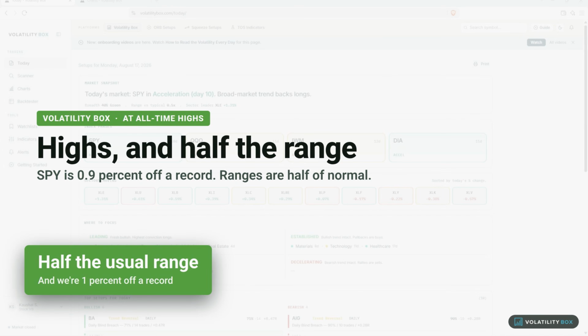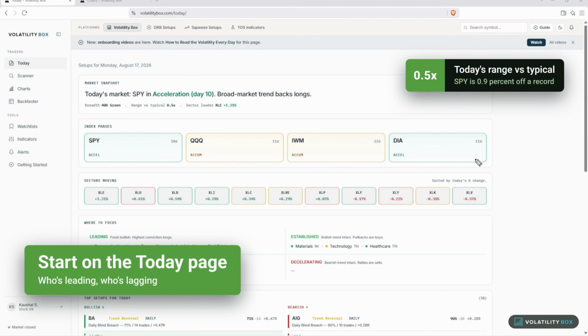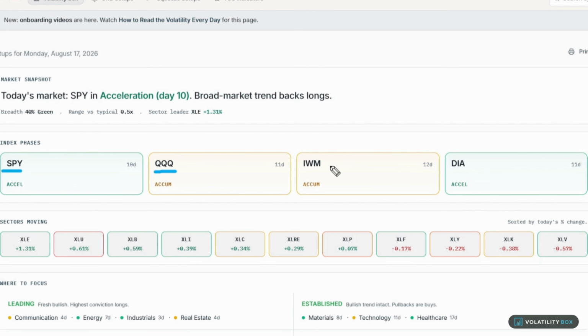In today's video, I'm going to show you how to read volatility every single day. Let's start first with the Today page, and this gives you an idea of which of the index markets are leading versus which of the index markets are lagging. If we take a look, we have SPY, QQQ, IWM, and DIA.